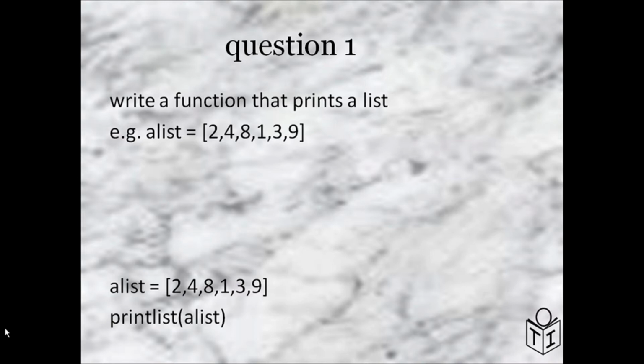We define the function, so we use def, function name, print_list. We're passing it a list. That goes in the brackets, and then we have the colon. And then we're just going to print it. So we have print a_list. That was question 1.